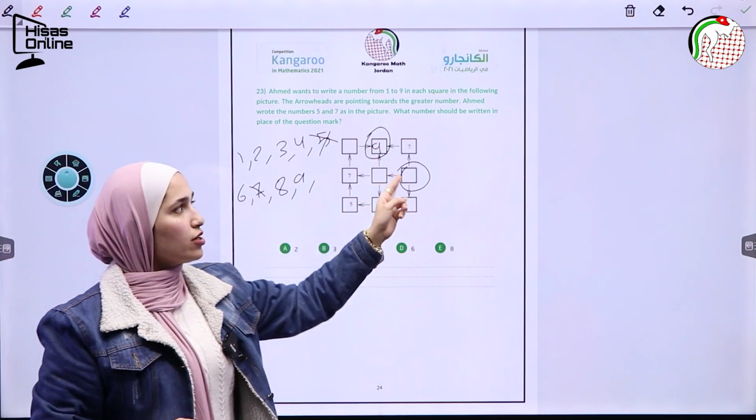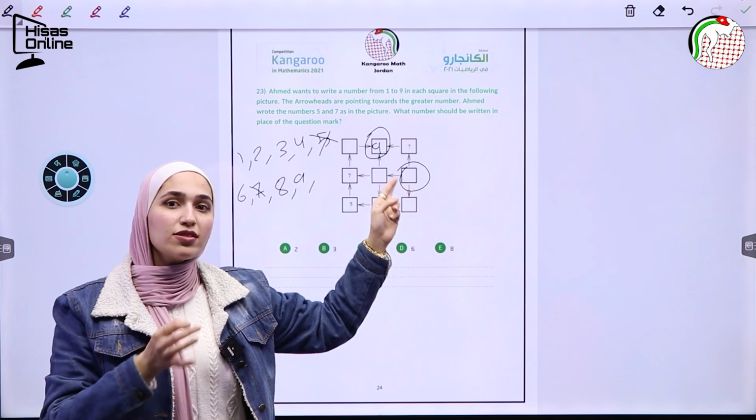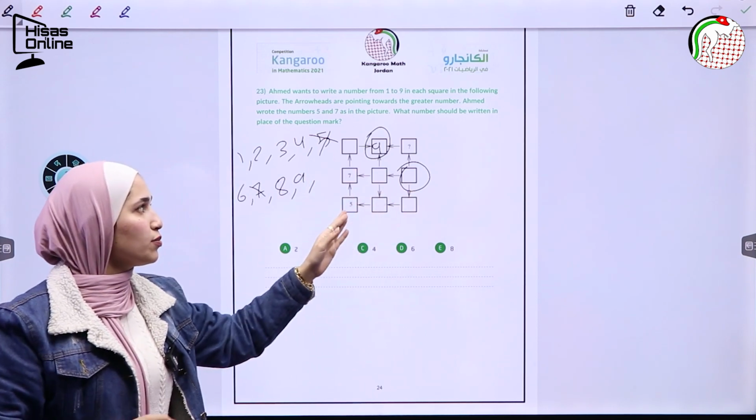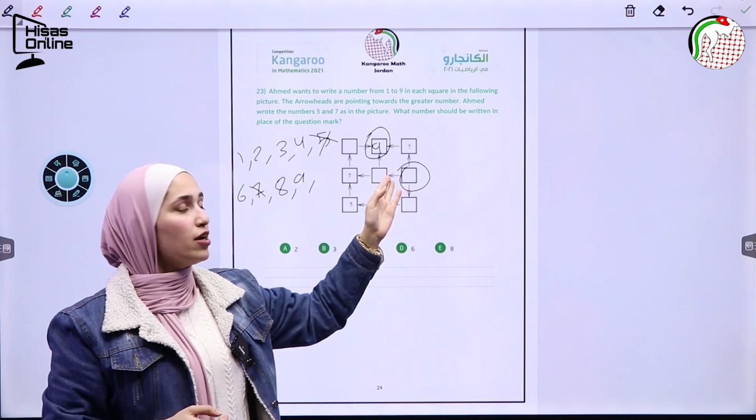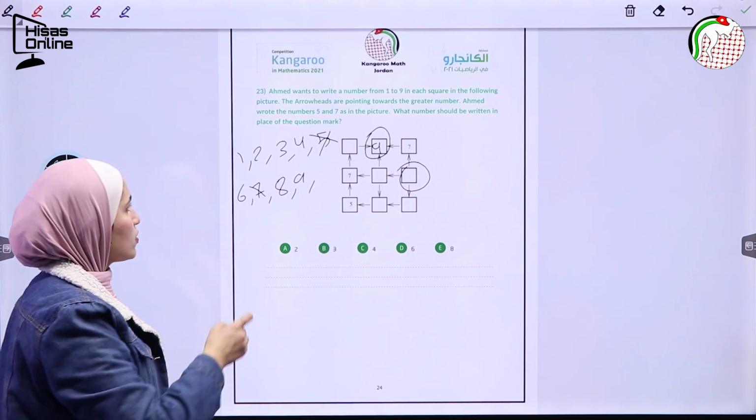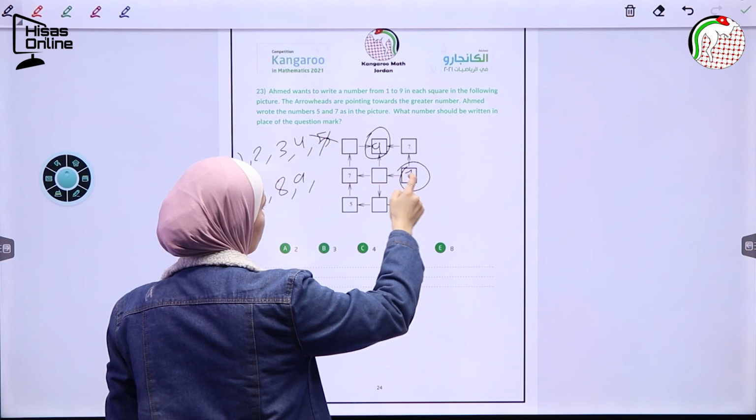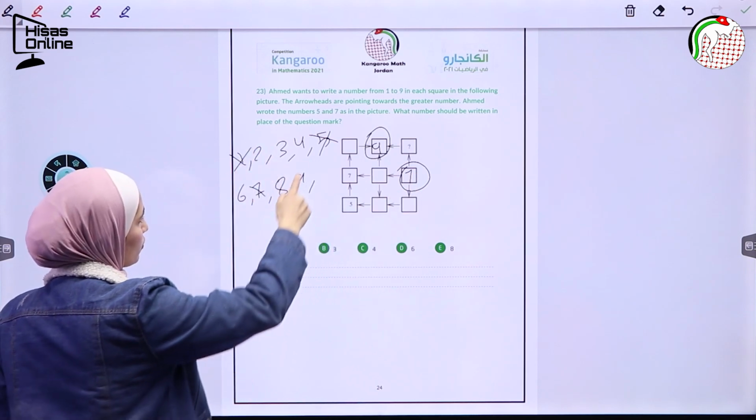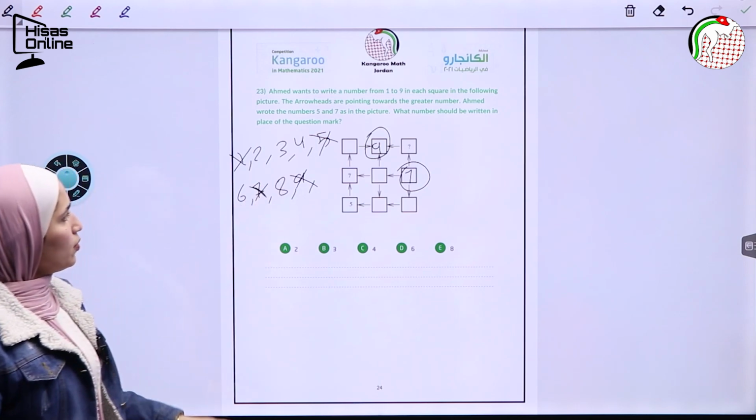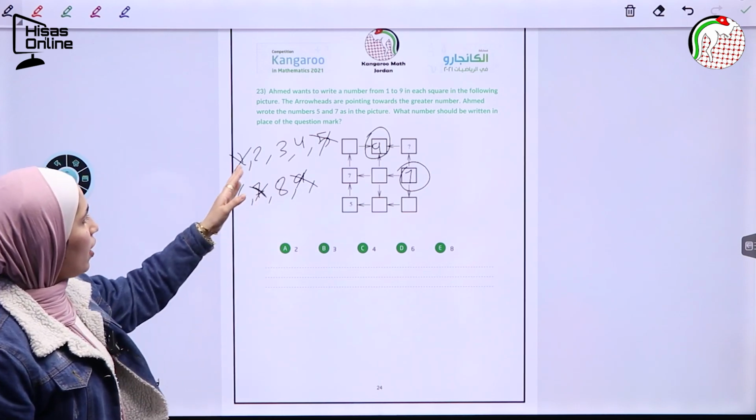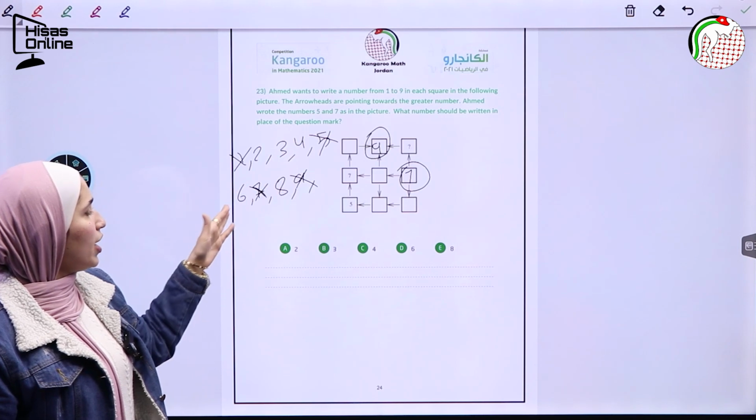And this square also has the smallest number between all of these numbers, because the arrows head away from this square from all the directions. So here is number 1. We finished 9 and 1. Okay, so now what is left? You have 8, 2, 3, 4, and 6.